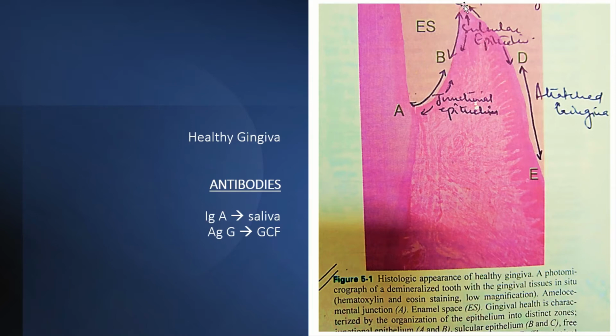Then we have the sulcular epithelium, which lines the gingival sulcus, is non-keratinized and undergoes hydropic change. It functions as a semi-permeable membrane. This over here is the gingival margin, and this is the marginal gingiva. Over here we have the attached gingiva. The main antibodies in the healthy gingival response are IgA, which is present in the saliva, and IgG, which is the predominant immunoglobulin present in gingival crevicular fluid.